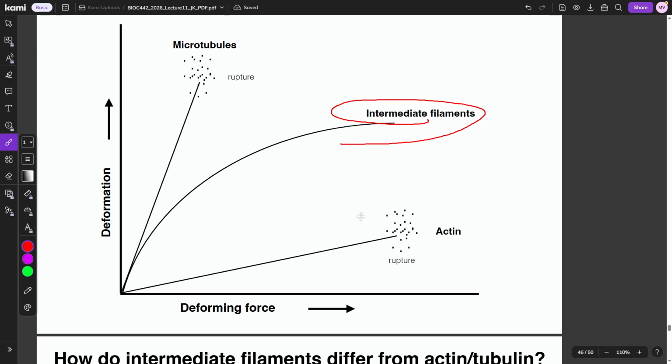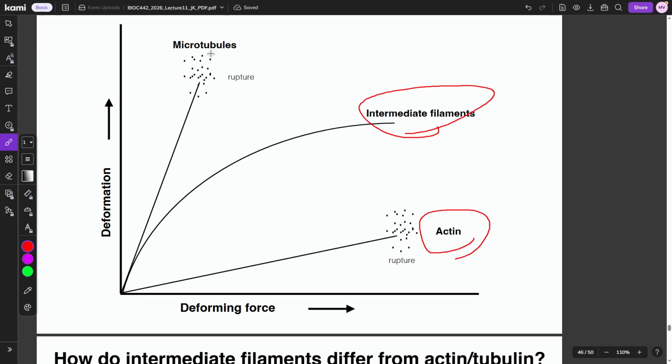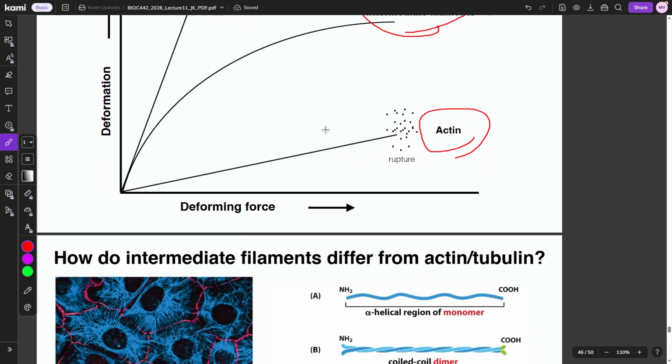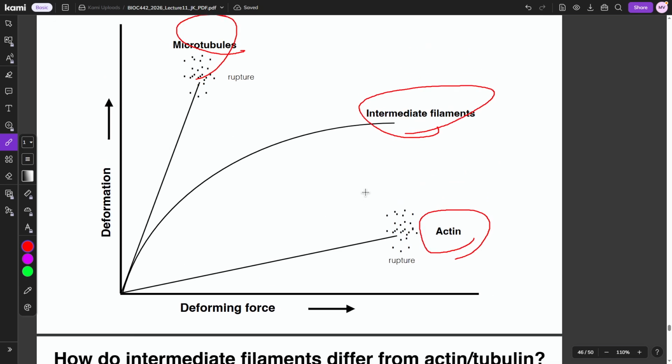But in terms of what you should remember, in terms of the order of strength that they're able to withstand, it's going to go intermediates first, then actins, then microtubules, if I'm not mistaken. Double check me on that. I'm pretty sure, if I remember right, that is the order. Because the more force that you can withstand without deforming, the better.